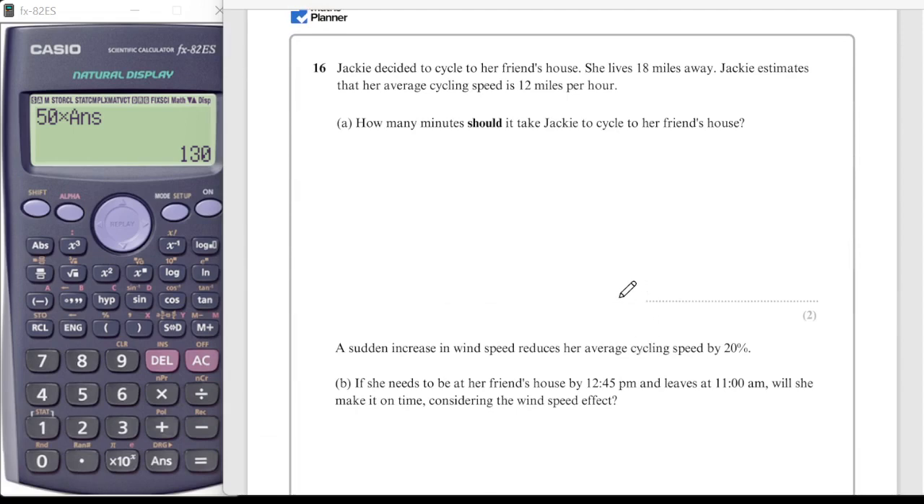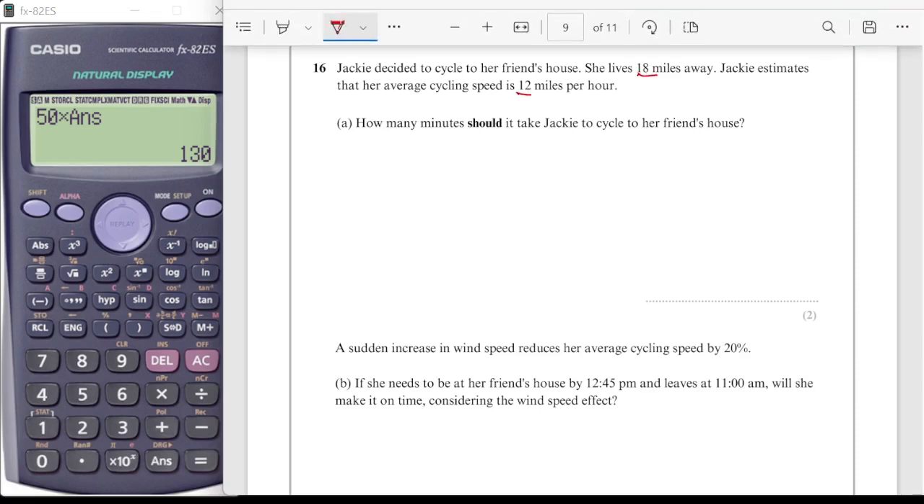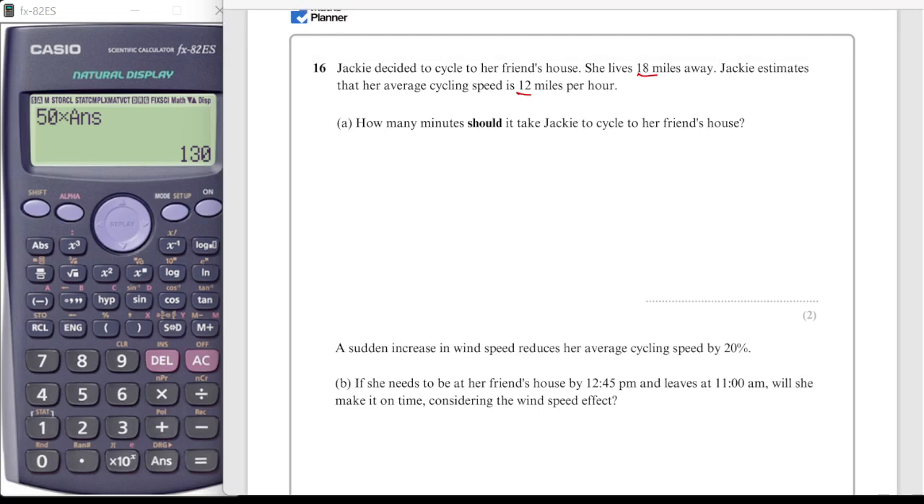Okay, question 16. Jackie decides to cycle to her friend's house. She lives 18 miles away. Jackie estimates that her average cycling speed is 12 miles per hour. How many minutes should it take Jackie?